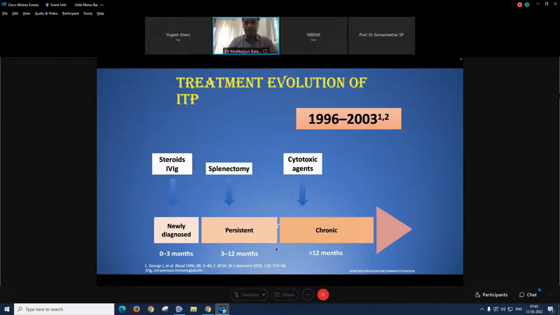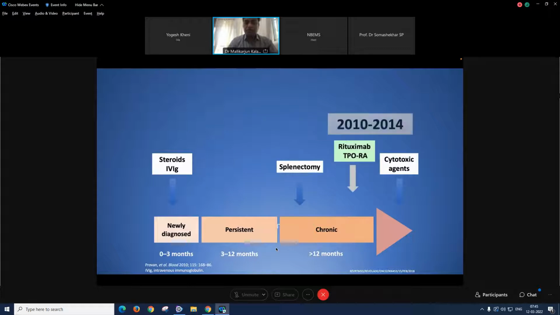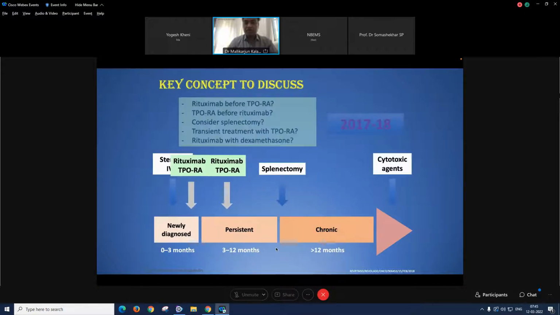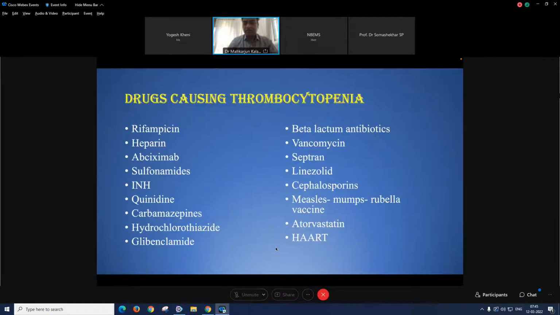So the treatment of ITP has had a paradigm shift. Previously we would do a splenectomy in more patients. We would try and use rituximab and thrombopoietin analogs for the post-splenectomy relapse. We don't do that anymore. We try and push the splenectomy for the end, and then try and use all other medications early in the course of treatment of ITP. A quick drug check is extremely important when we're dealing with thrombocytopenia.